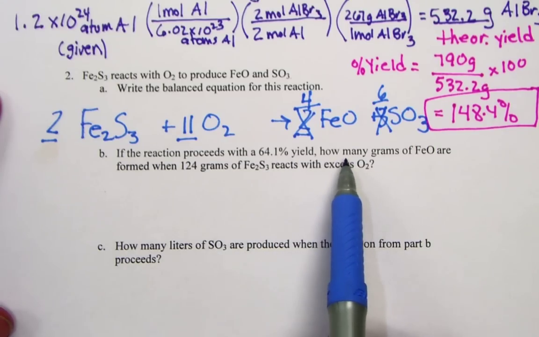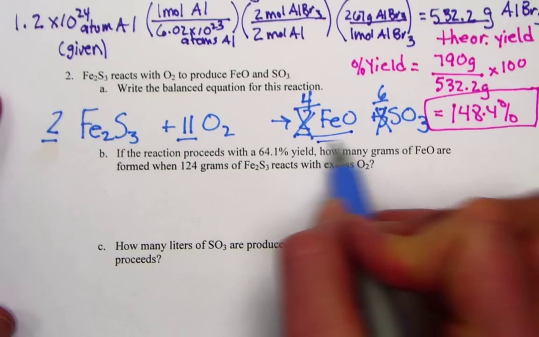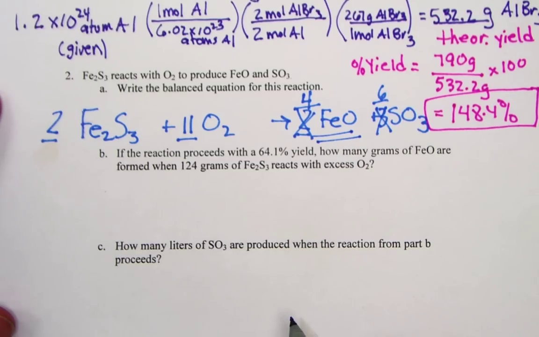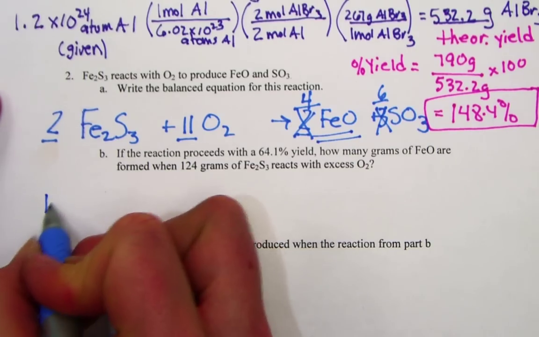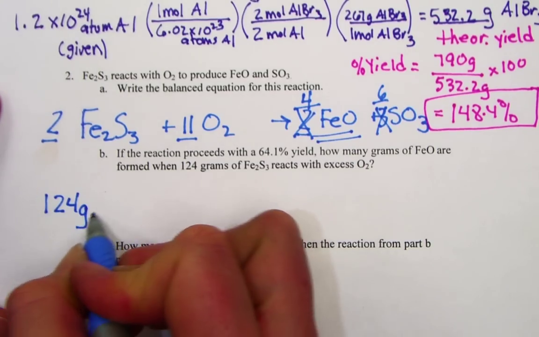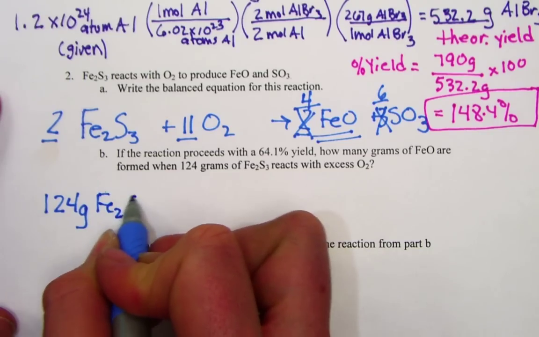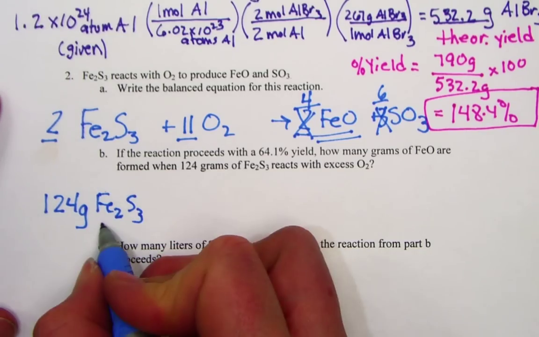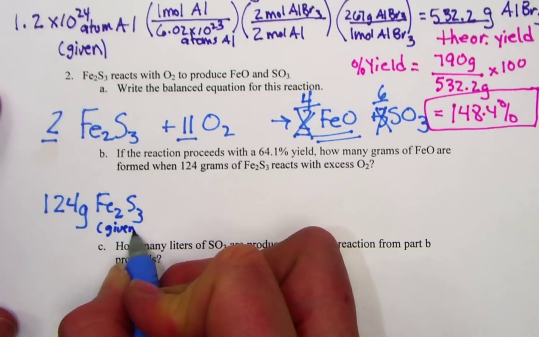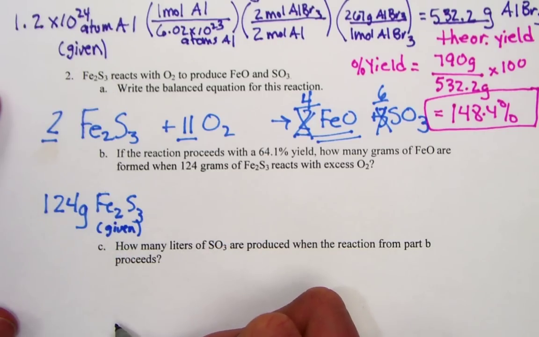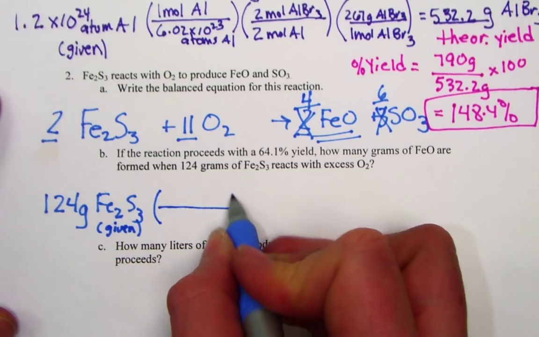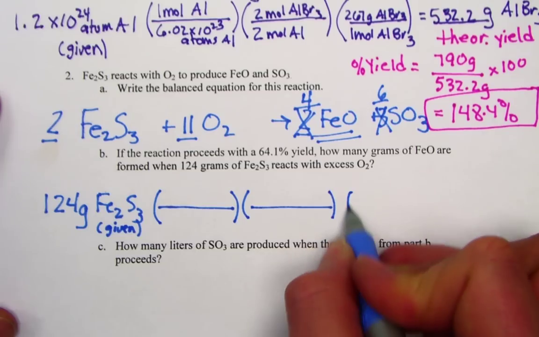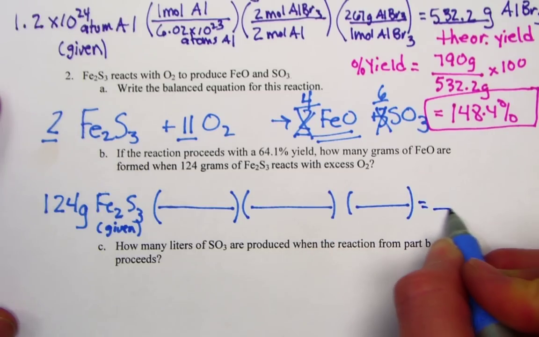How many grams of FeO, so our target product is the FeO, are formed when 124 grams of Fe2S3 react with excess amounts of oxygen? Our given is the first reactant, Fe2S3. Our want is the product, FeO, iron 2 oxide.